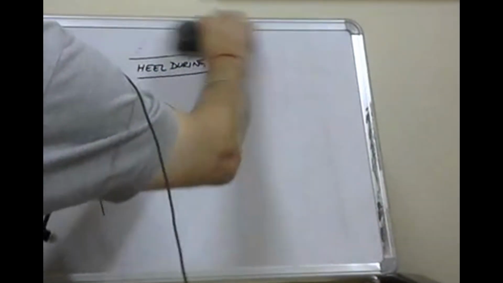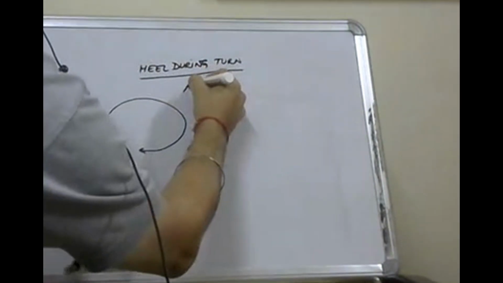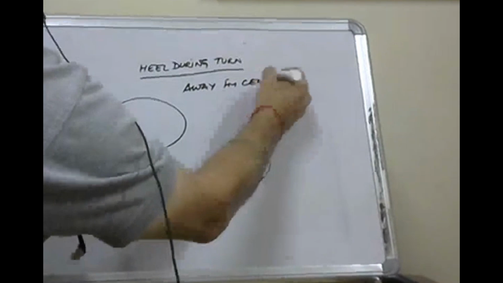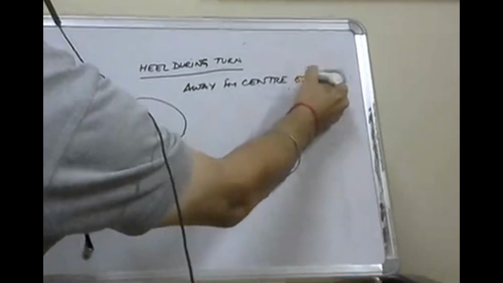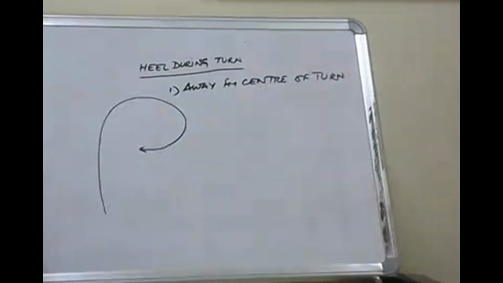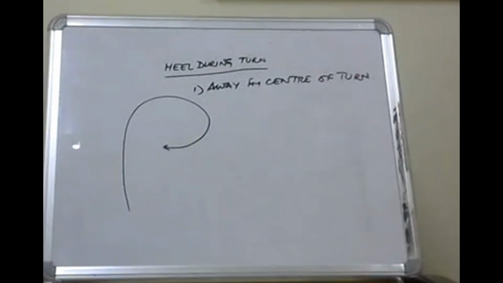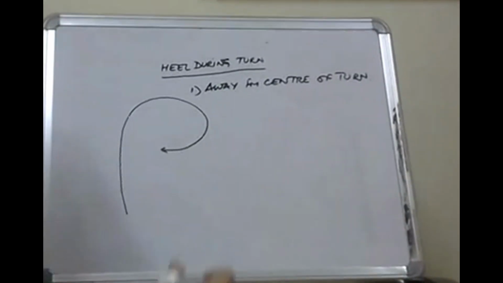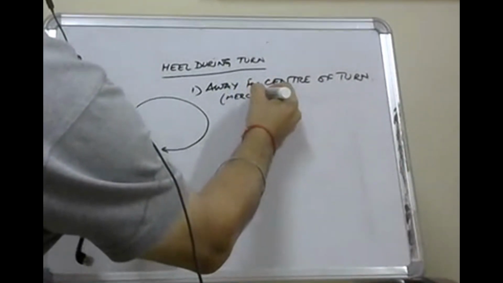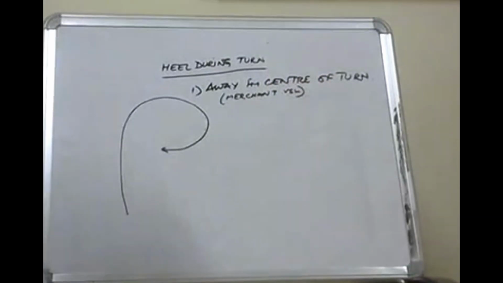That means if I give starboard, she will heel away from the center of turn. She will heel. This is under normal circumstance. That means this is for our vessel, merchant vessel, the ship on which we all go.